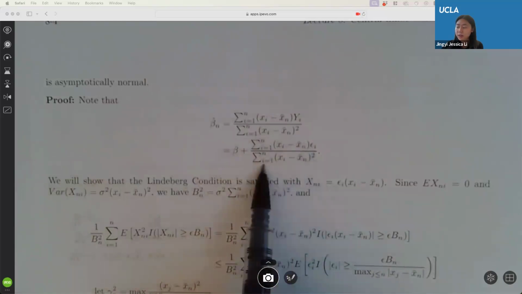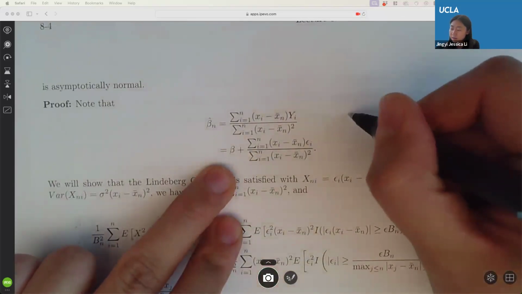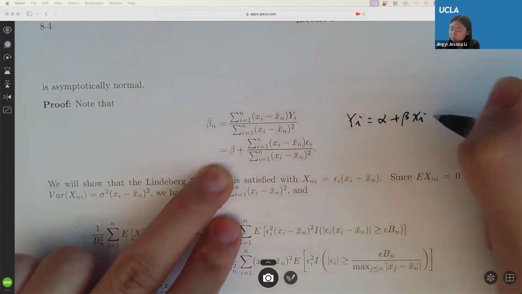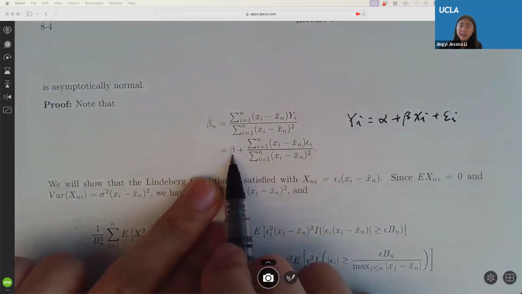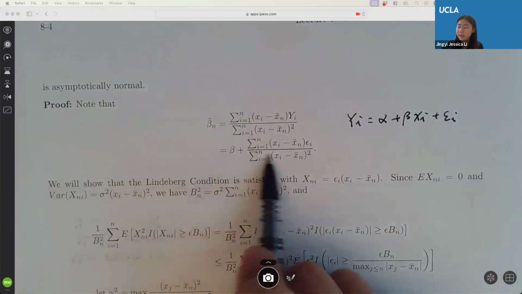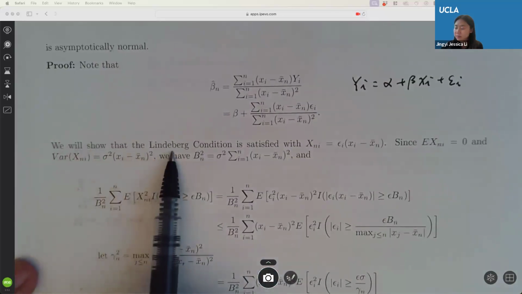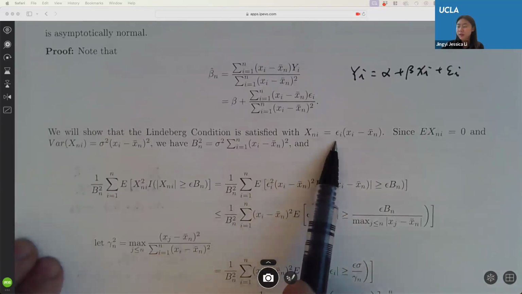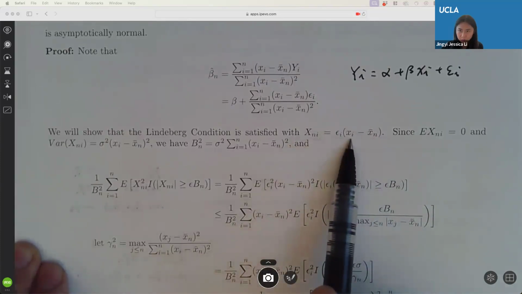We can use the fact that yi equals alpha plus beta xi plus epsilon i. This is the model. We just replace yi by the right-hand side, so beta comes out, and we have epsilon i left here. We will show that the Lindeberg condition is satisfied with this X n i defined this way. Now you can see why we have the subindex ni, because we need to involve the sample size, and also the ith observation in the sample.